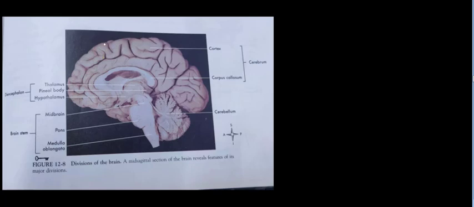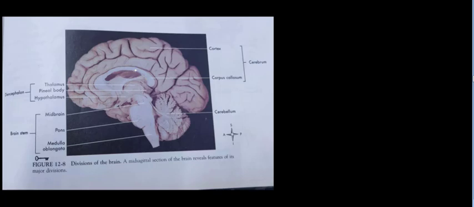Actually, the brain forms embryologically from the neural tube, which is situated at the anterior of the spinal cord. The central nervous system comprises the brain and the spinal cord. The brain is protected by the cranium, while the spinal cord is protected by the vertebral column. So first we will discuss the brain, and next we will discuss the spinal cord.